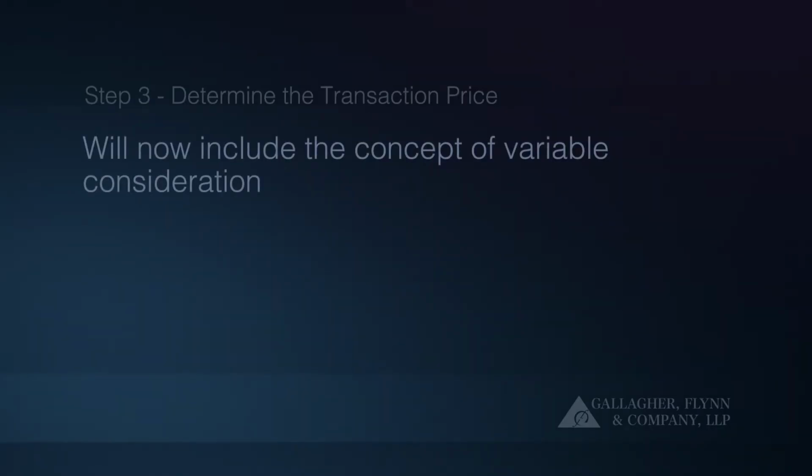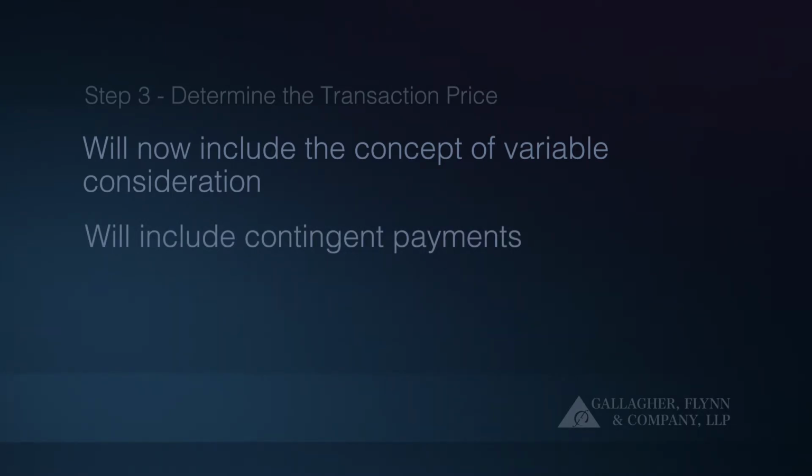Step three is to determine the transaction price. So transaction price will now include the concept of variable consideration, and this will include things like contingent payments that previously were not allowed to be considered as part of your contract until the contingencies were satisfied.